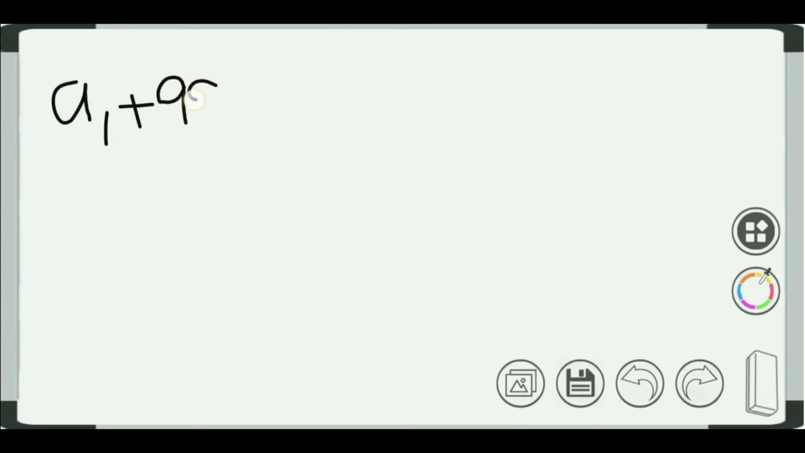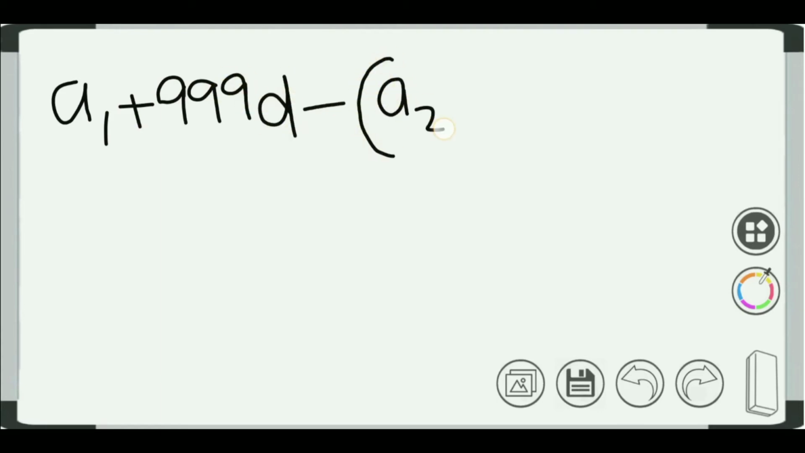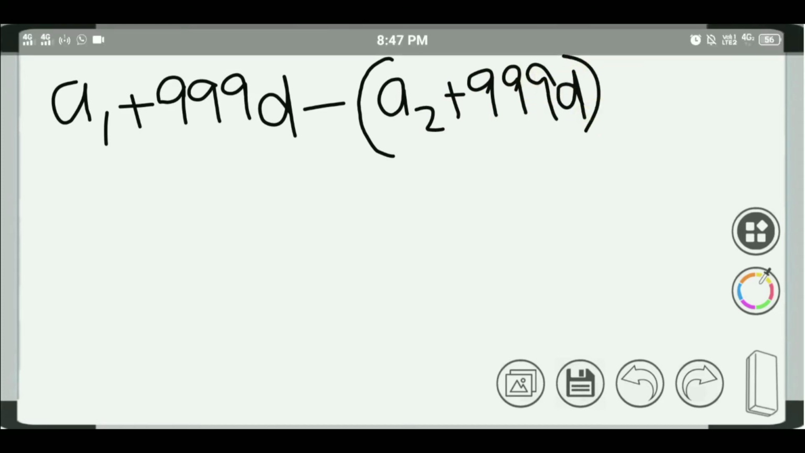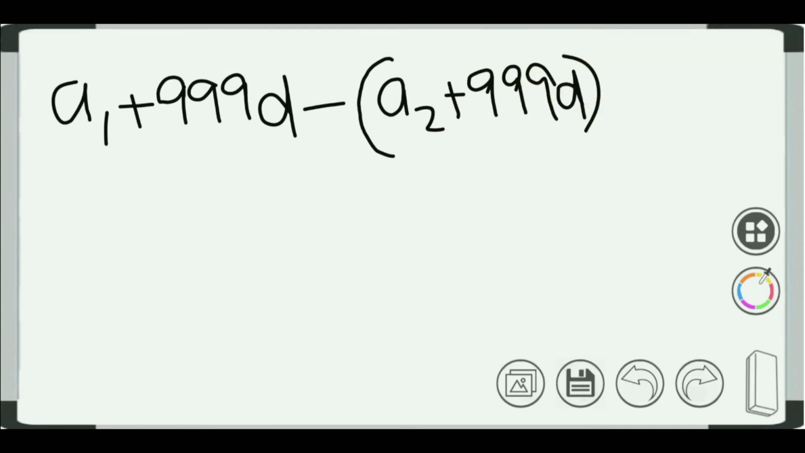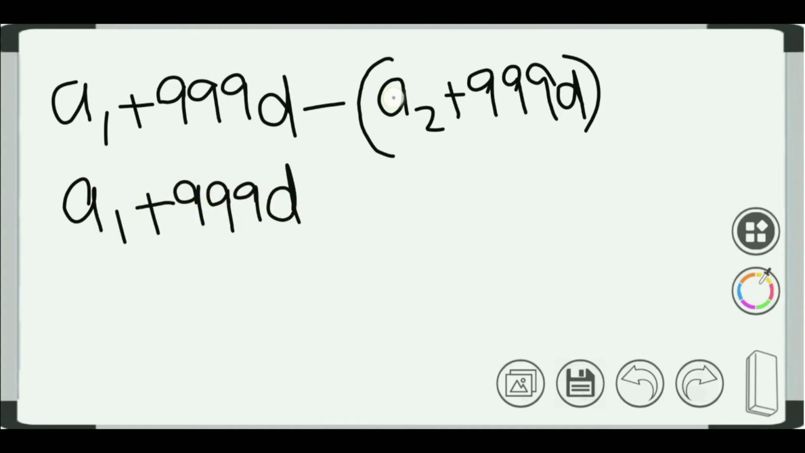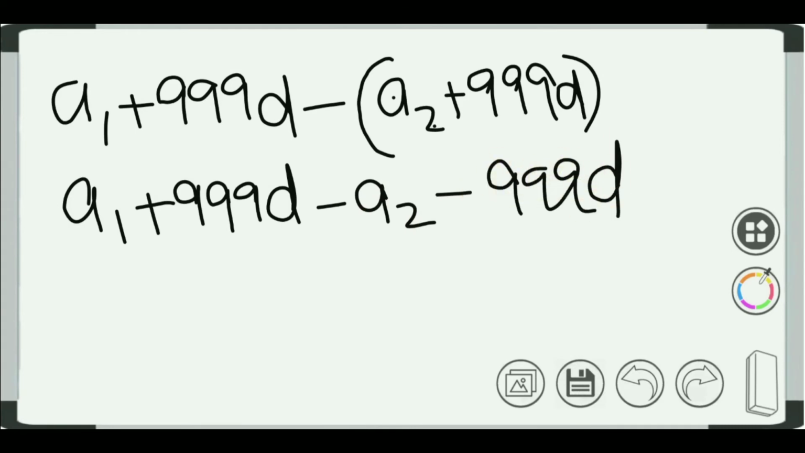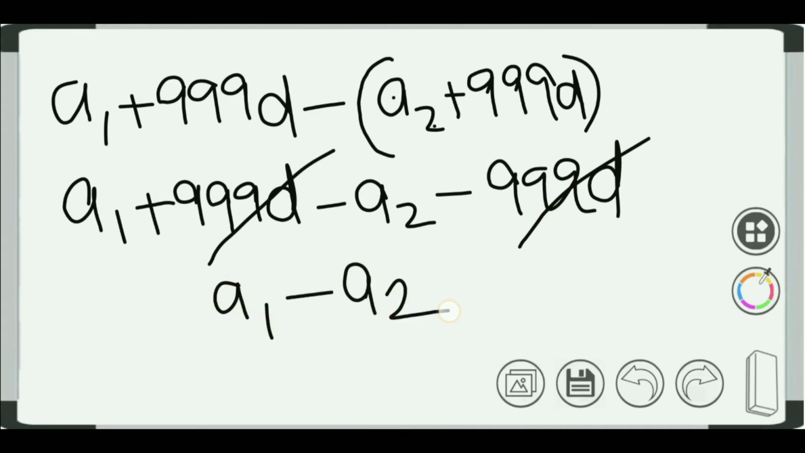That means we need to subtract both and we will find the answer. A1 plus 999D minus, open the bracket, A2 plus 999D. This is what we need to find. So I am cancelling the bracket. A1 plus 999D, and A2 will become minus A2 minus 999D. So 999D minus 999D got cancelled. What is remaining? A1 minus A2.